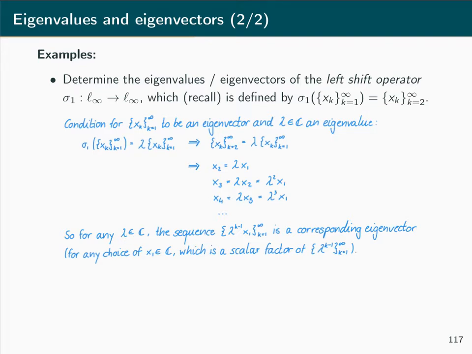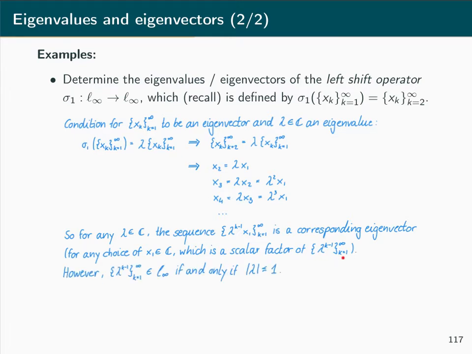And that's for any choice of x1 in C, which is not surprising because we know that if a vector is an eigenvector, then also any scalar multiple of this vector is an eigenvector. And this x1 here appears in all the elements of the sequence, so it's just a scalar multiple of the sequence lambda to the k-1.